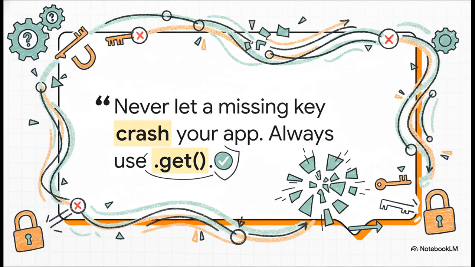I really want to emphasize this central safety lesson so that every focused learner completely internalizes it today. Never let a missing key crash your app. Always use .get when reading data you aren't 100% certain exists. It is the absolute hallmark of professional, resilient code.